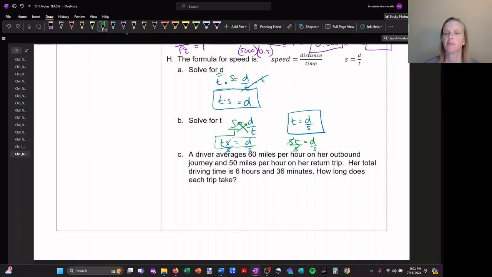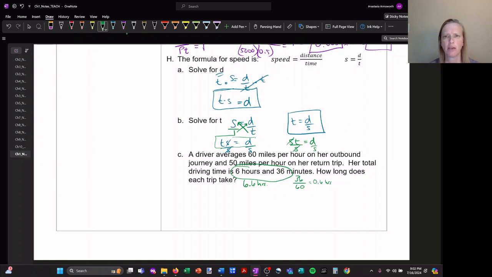A driver averages 60 miles per hour on her outbound journey and 50 miles per hour on her return trip. Her total driving time is 6 hours and 36 minutes. How long does each trip take? One thing I want to do is combine this into one figure. I'd really like to write this time as a decimal, not 6 hours and 36 minutes. Remember, there are 60 minutes in an hour. So 36 divided by 60 is 0.6 hours. So her total driving time is 6.6 hours. So that's what I'm going to want to use here.